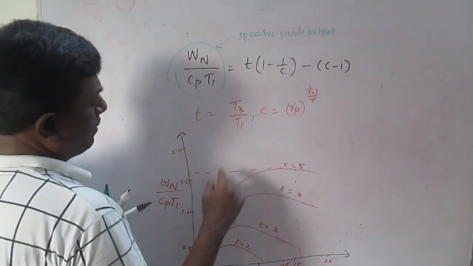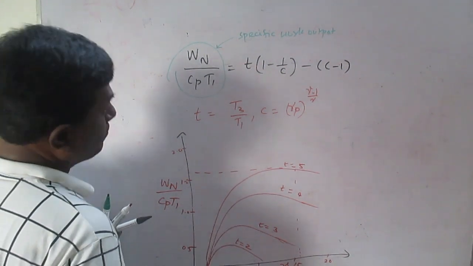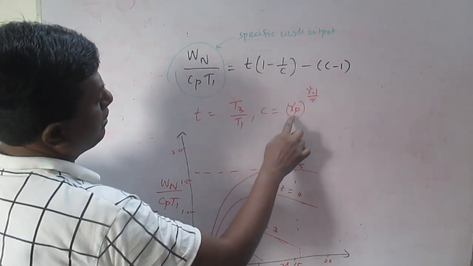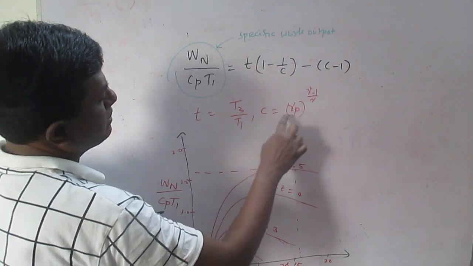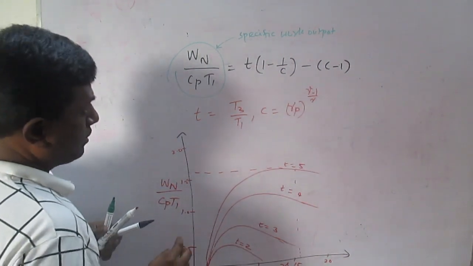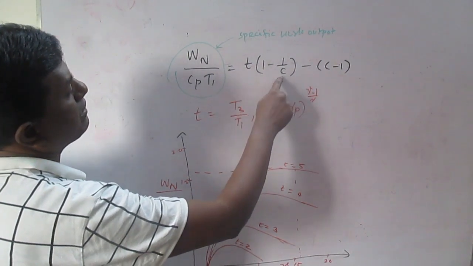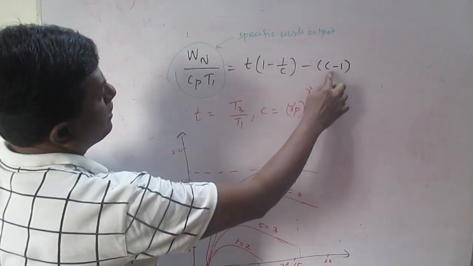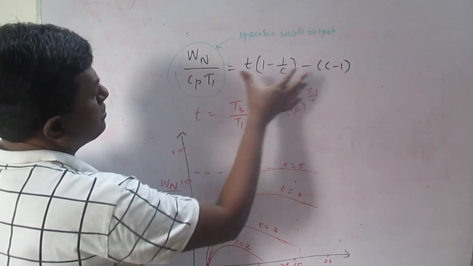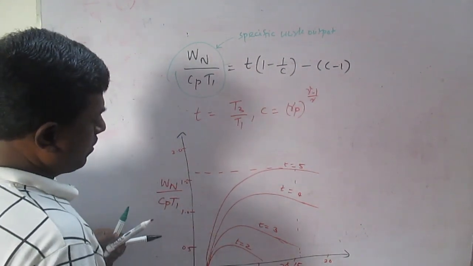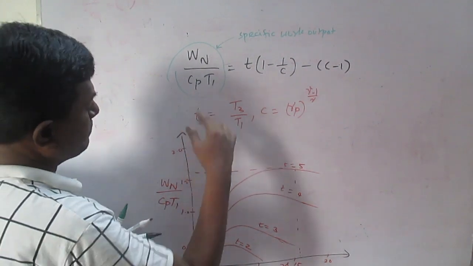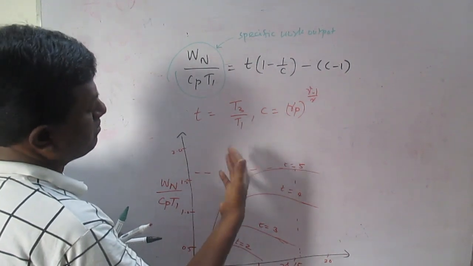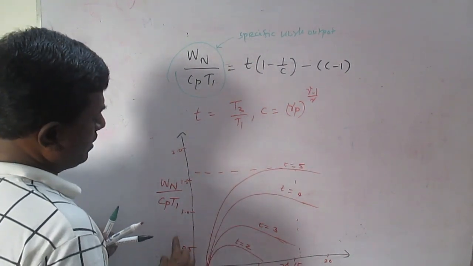Also, we can see that when Rp equal to 1, C becomes 1, because in C only Rp comes. So when C becomes 1, in this formula 1 by 1 is 1, so 1 minus 1 is 0, and again 1 minus 1 is 0, so this is also 0, and finally your work output is 0. So that is what we have to understand. When Rp equal to 1, specific work output is 0, which is nothing but work output is 0, so we have to note that down.